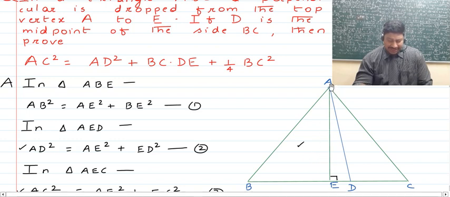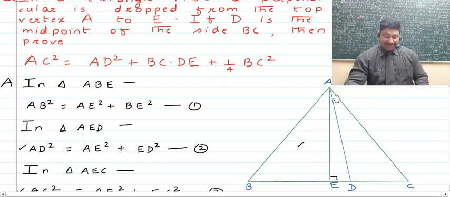One right angle triangle is ABE, and for that we can say AB square is equal to AE square plus BE square, right? That is, AB square is the hypotenuse and its square will be equal to the sum of the squares of the other two sides, right? Next, children, we talk about the triangle AED, and in that we know that AD is the hypotenuse, so AD square will become equal to AE square plus ED square, right?